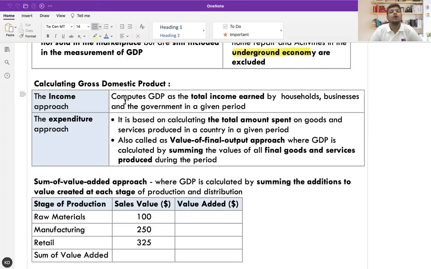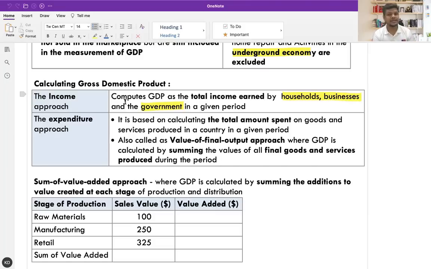Now, when I say the amount of income earned, it is about who all are there in the country and what they earn. There are two major approaches that we are going to see, the income and the expenditure approaches. The income approach focuses on the total income earned by everyone: households, businesses, and even the government. Whatever income they have earned in a particular year by salaries, profits, or dividends, all those incomes are calculated. That is the income approach.